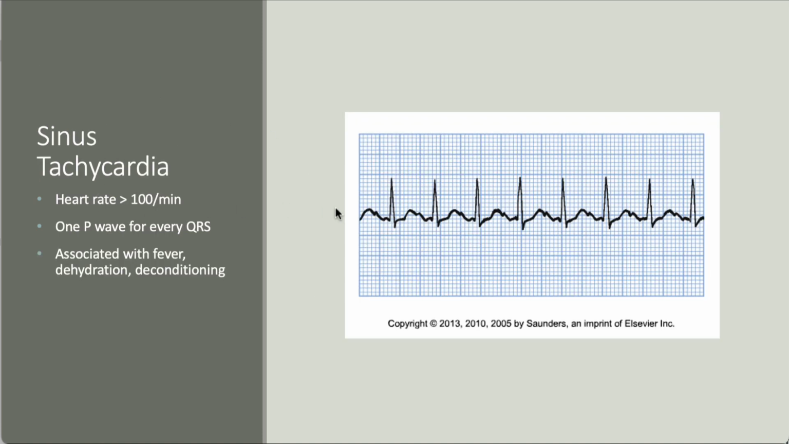Sinus tachycardia, of course, tachy means fast, cardia means heart. So sinus tachycardia means it's coming from the sinus node. So we should have a P wave for every QRS, and we do. Notice it's buried in the T wave because it's going so fast. But this is a P wave right here. And so since the heart rate is faster than 100, and there's a P wave for every QRS, we have sinus tachycardia. And we see sinus tachycardia all the time in sick people, right?